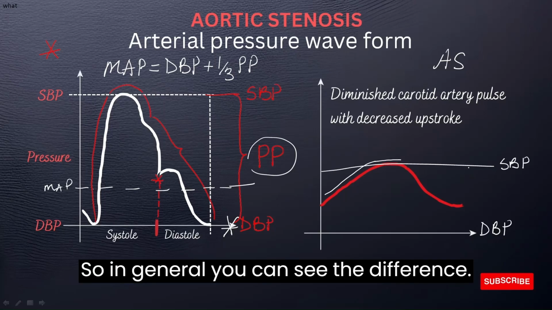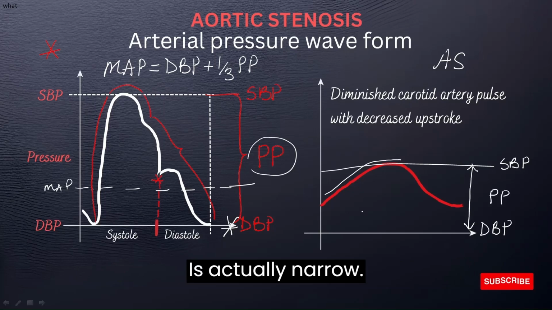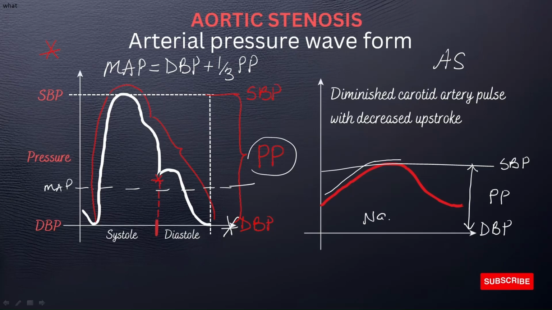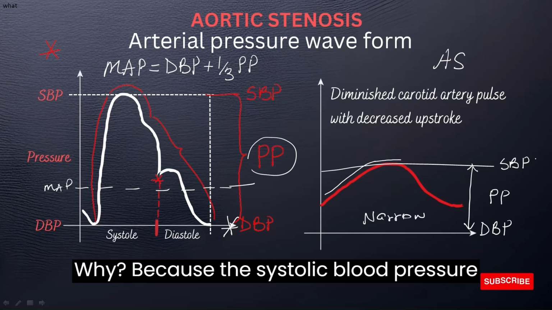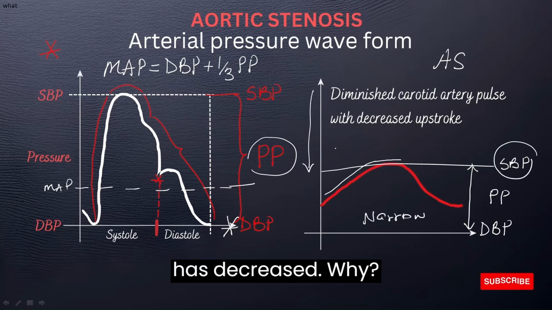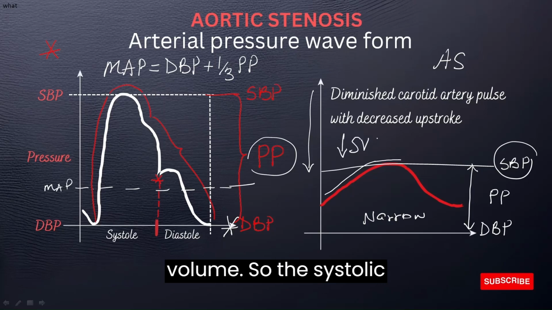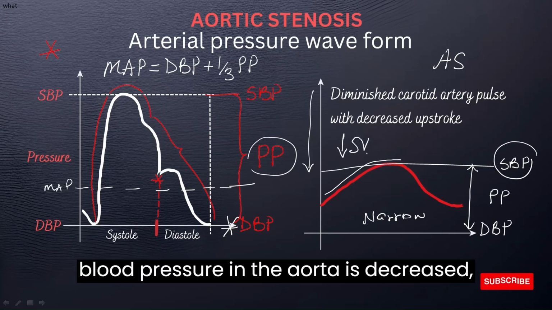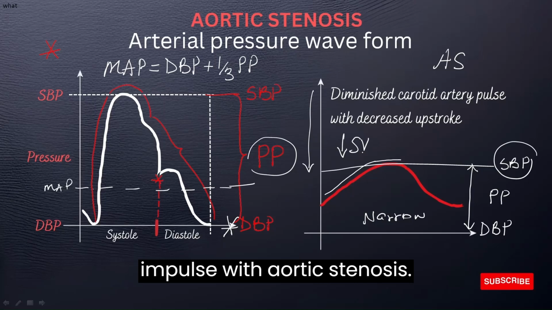So in general, you can see the difference that the pulse pressure is actually narrow compared to what we saw normally. Why? Because the systolic blood pressure has decreased. Why? Because there is a decline in the stroke volume. And so the systolic blood pressure in the aorta is decreased. So we see a diminished carotid artery impulse with aortic stenosis.